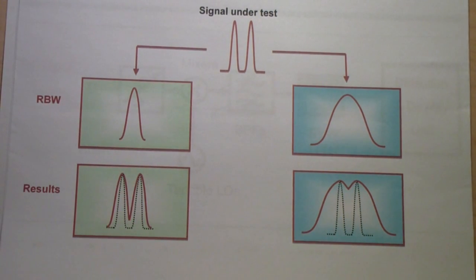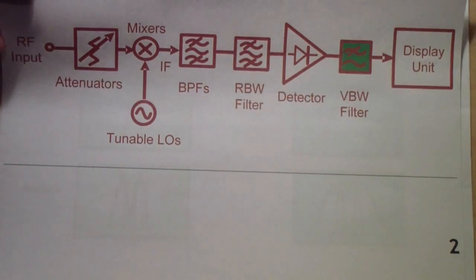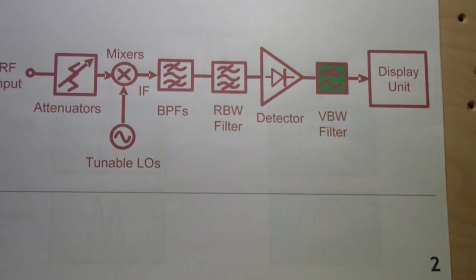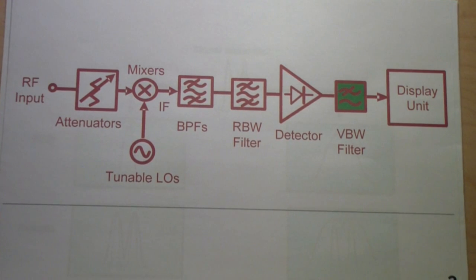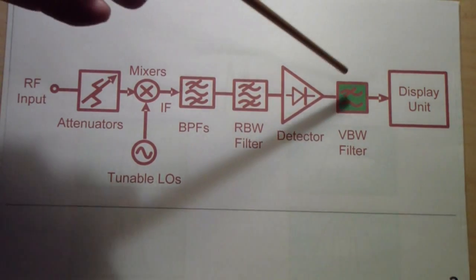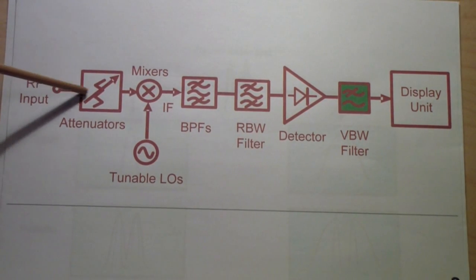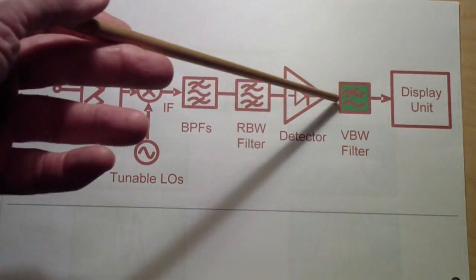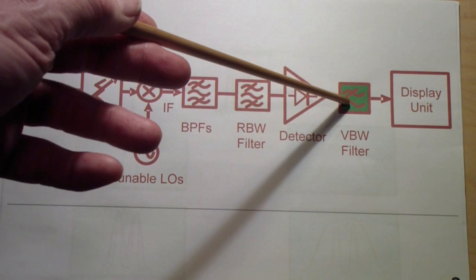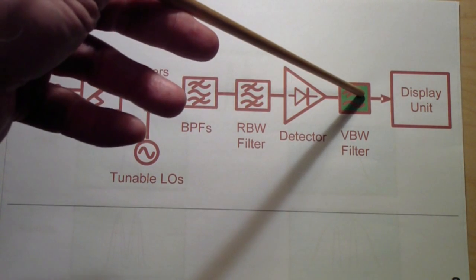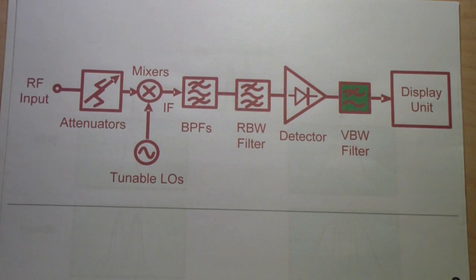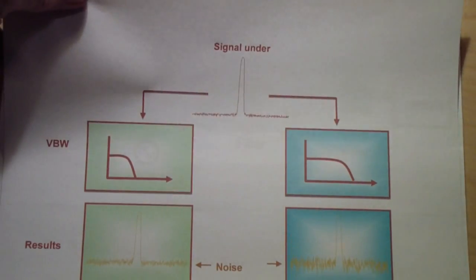Now, there often is a second filter in spectrum analyzers called a video bandwidth filter, and it is normally just a low-pass filter. This part is exactly the same up to the detector, but between the detector and the display, you can insert a low-pass filter that removes high-frequency noise from the signal. Let's look at how that might affect the display.